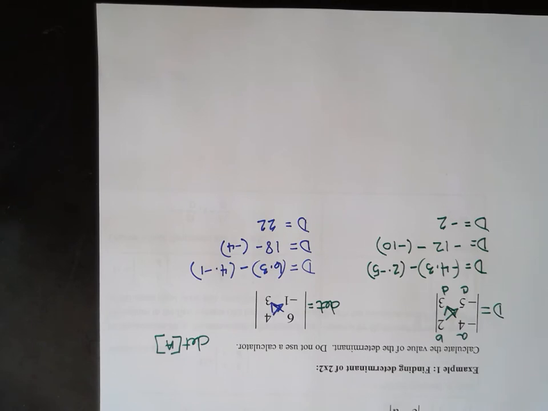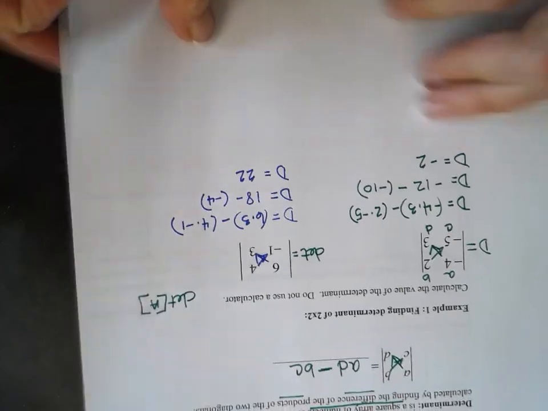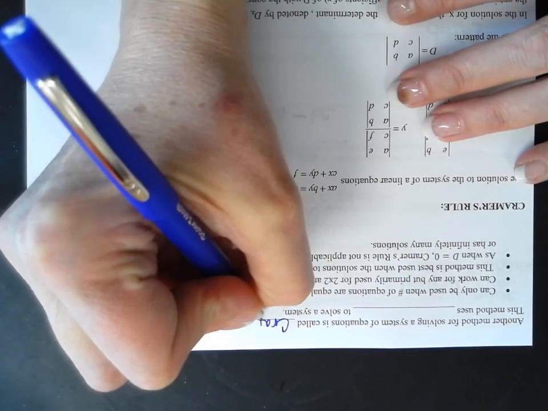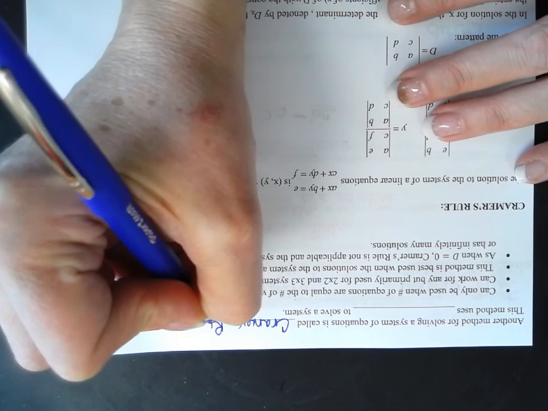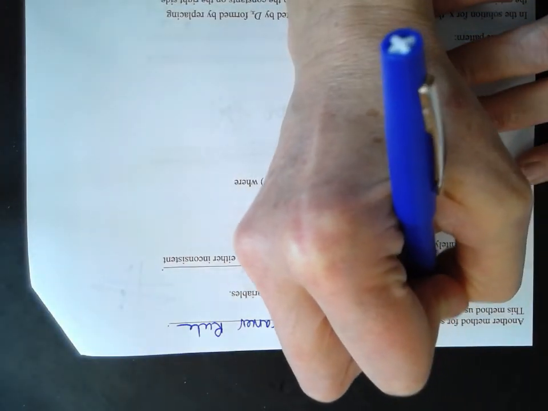Okay, so somebody ask me why we care. What does the determinant tell us? Okay, determinant's 22. What does that mean? Who knows? All right, let me tell you what it means. This is why we care. Okay? All right, little recap. We have Cramer's rule, and it uses the determinants.